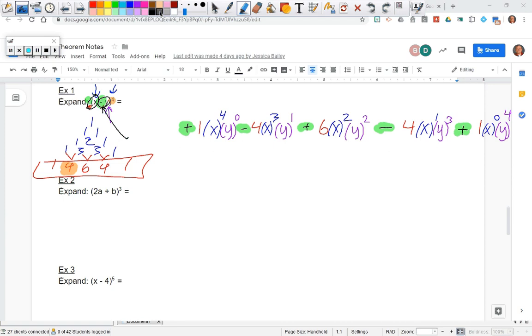Here we go. This wasn't needed, but I wrote it anyway so I can make sure I got everything. You with me? What's anything to the 0? 1. So those are just 1. So your first term is x to the 4th.